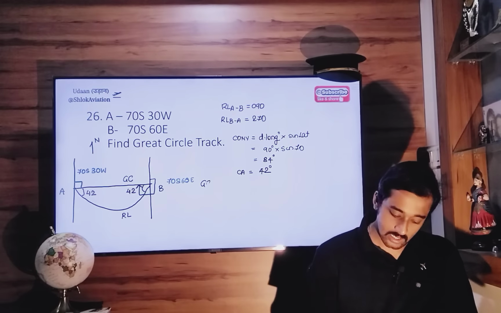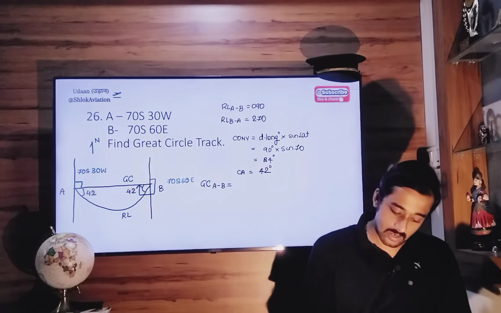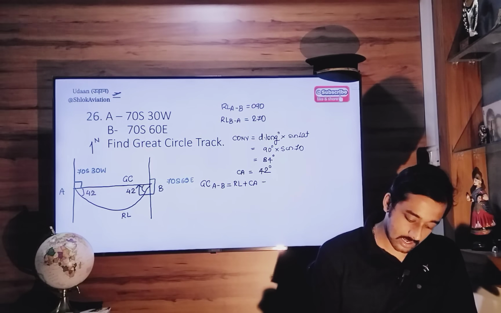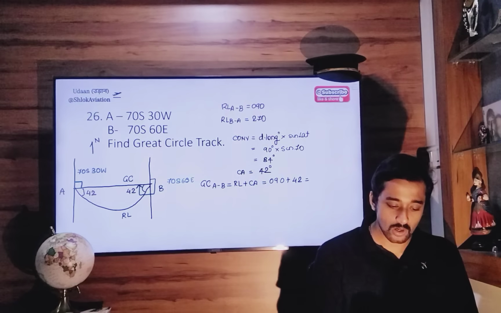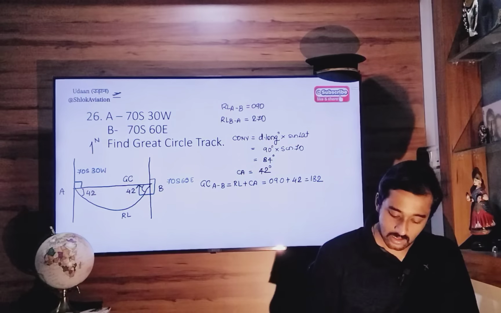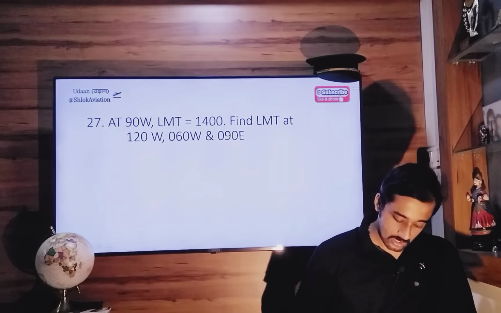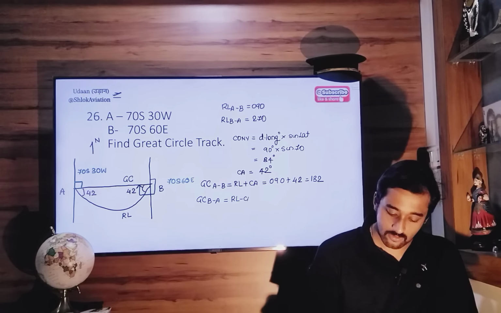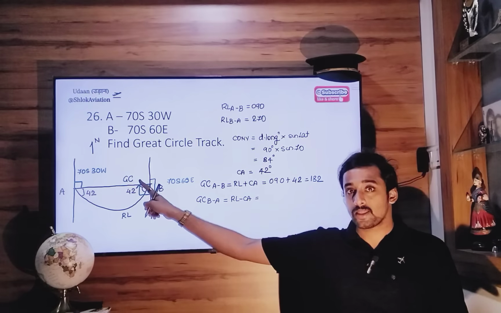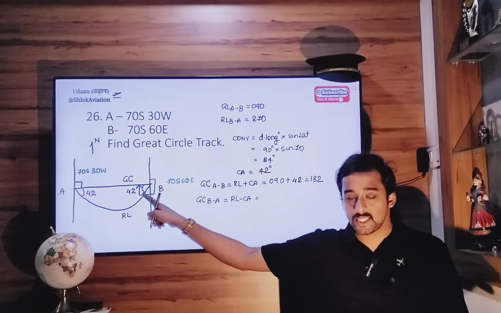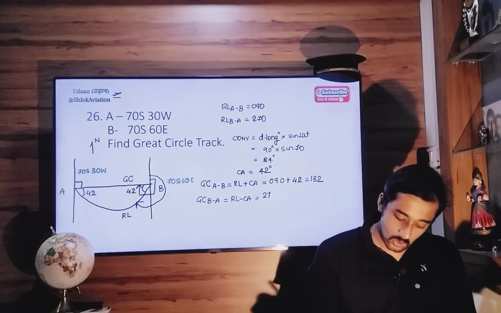Next, great circle A to B will be Rhumbline A to B plus convergency angle. So 090 plus 42. 90 plus 42 is 132. Great circle B to A will be Rhumbline minus convergency angle. So in case of B to A, Rhumbline is the bigger angle. From that big angle, you will have to subtract this convergency angle in order to get this great circle track. So 270 minus 42.